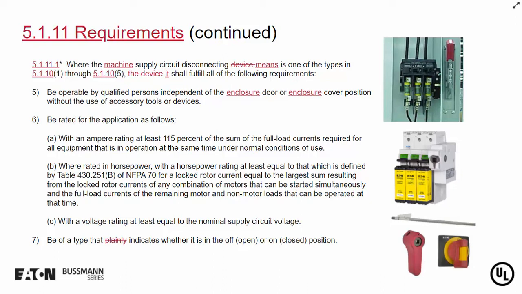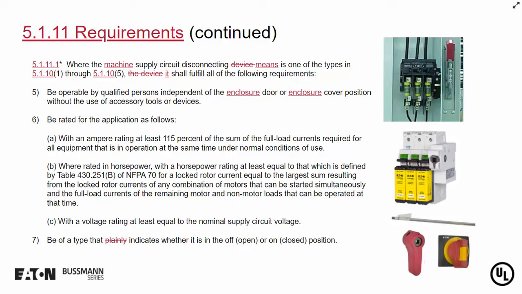And to allow me to operate that, I typically have an internal handle that can be mounted on the shaft to allow me to operate that when the enclosure door is open. It must be rated as follows, and this is very consistent with the NEC. It must have an ampere rating of at least 115% of the sum of the full load currents required for all equipment that is in operation at the same time under normal conditions of use.